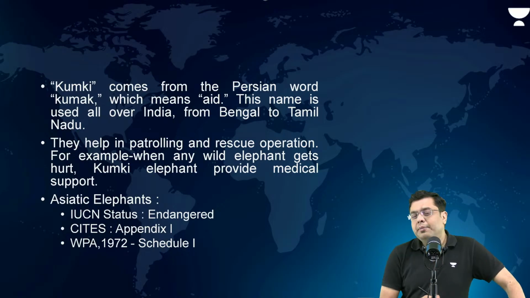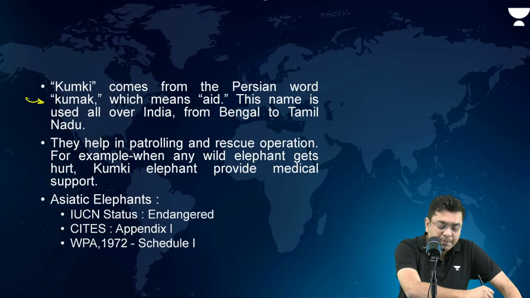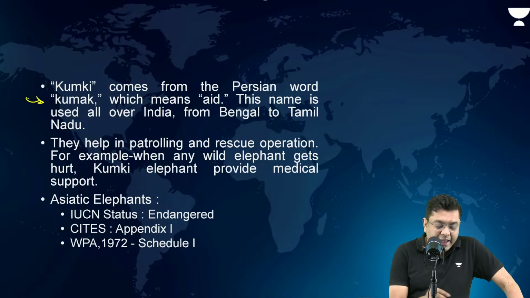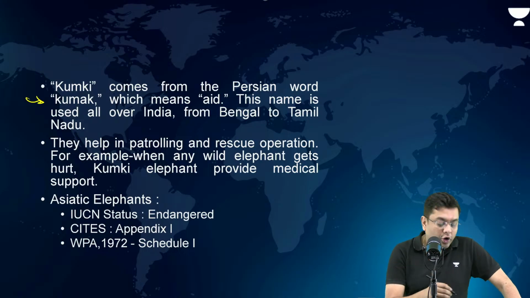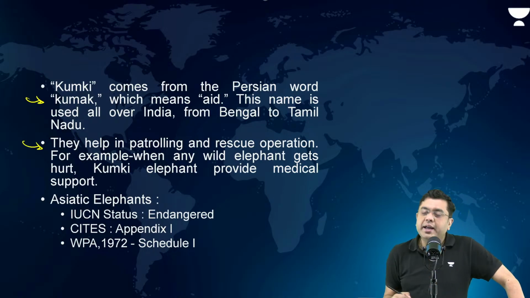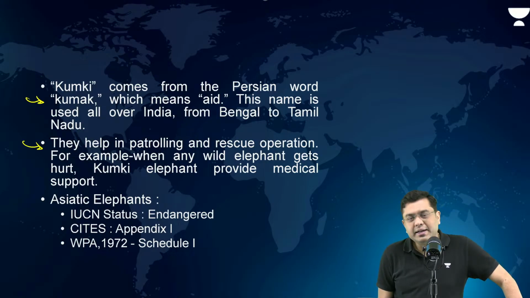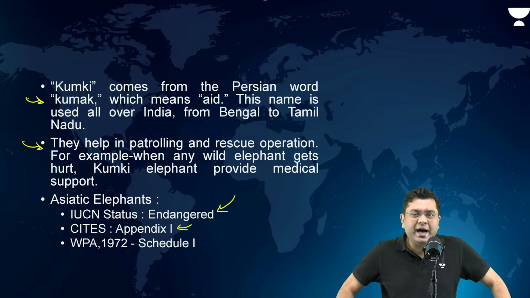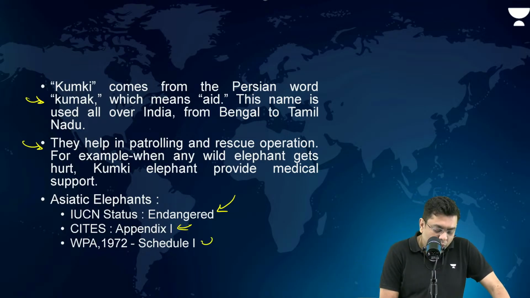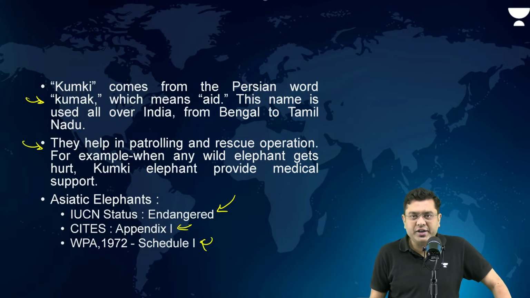Kumki comes from the Persian word kumak, which means aid, and is used all over India in the elephant belt and in the elephant corridor. They help in patrolling and rescue operations, for example, when any wild elephant gets impacted. Overall, in India, you have the Asiatic elephants, IUCN status endangered, CITES Appendix 1, and as per the Wildlife Protection Act, Schedule 1, meaning maximum protection.